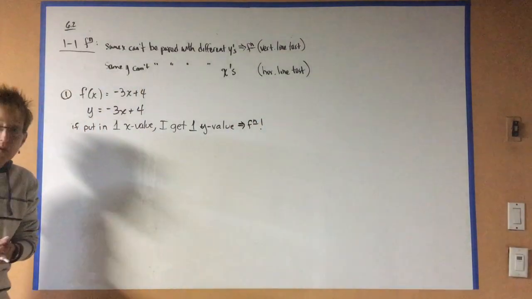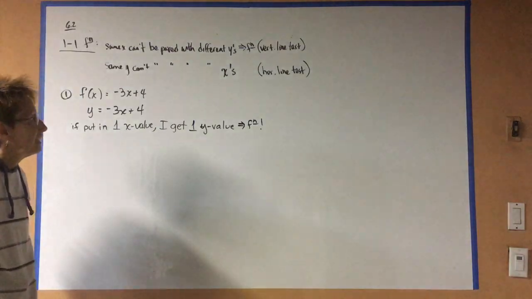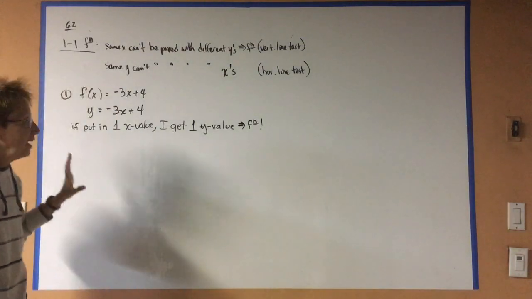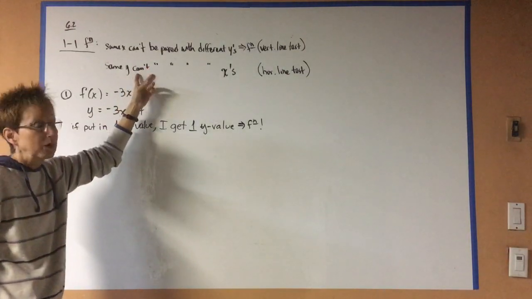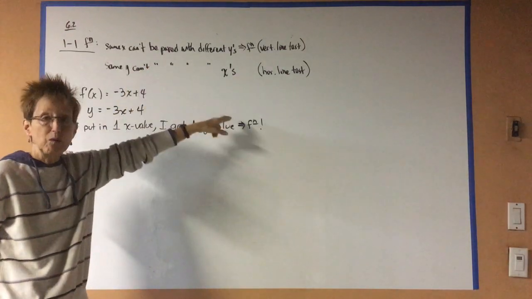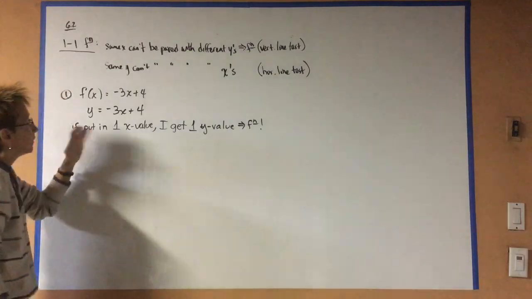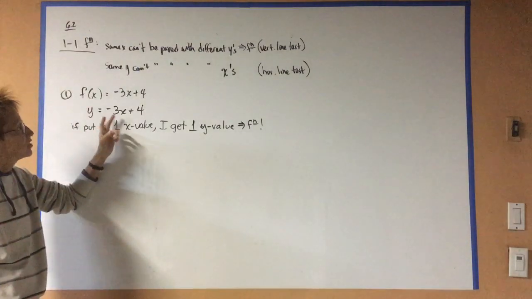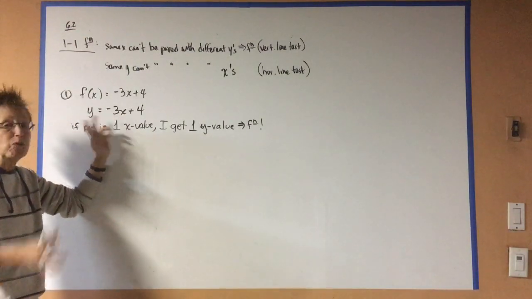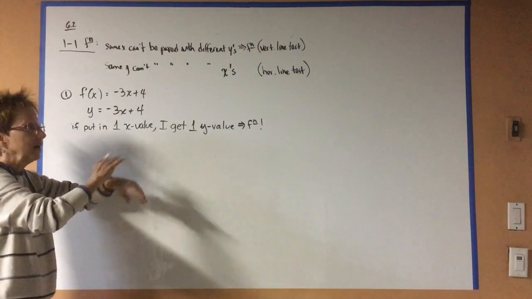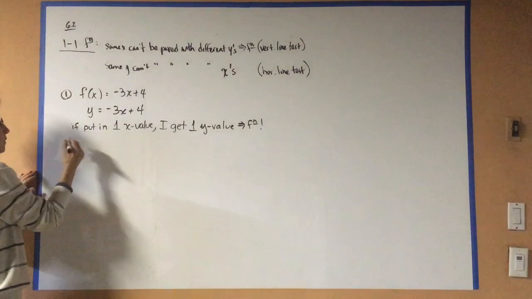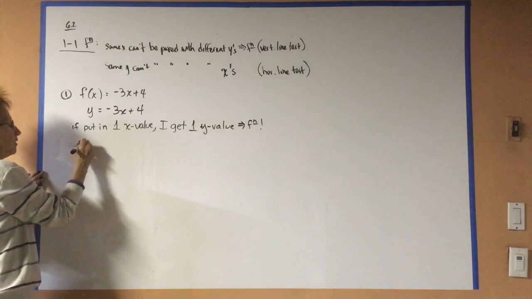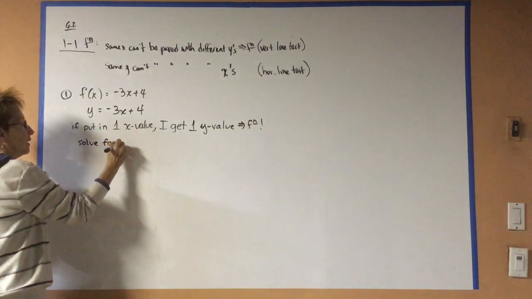But is it one-to-one? So how do I decide if it's one-to-one? What I have to do now is go the other way around. If I put in a y value, I want to input a y and see if I only get one x. Well, in order to input a y, it's useful for me to take this and solve it for x. Put the y over in the input spot and put the x over here. So I'm going to now solve for x.